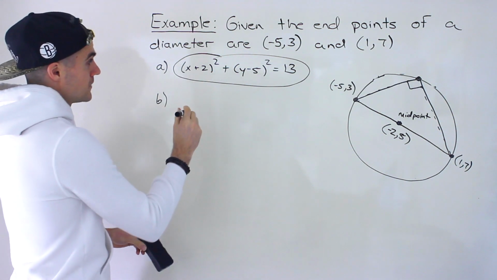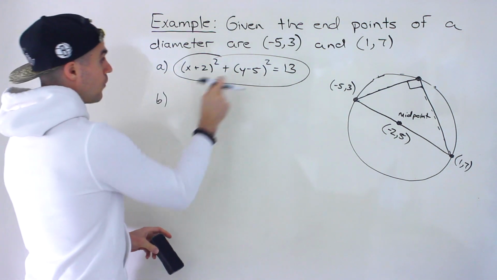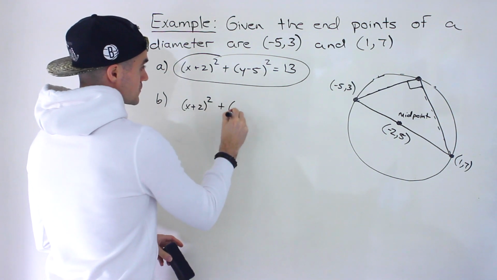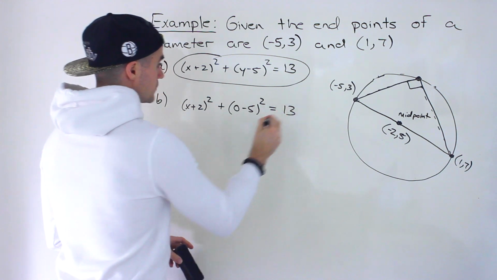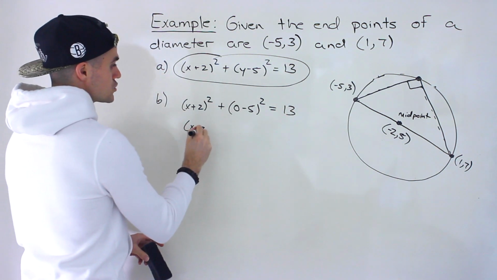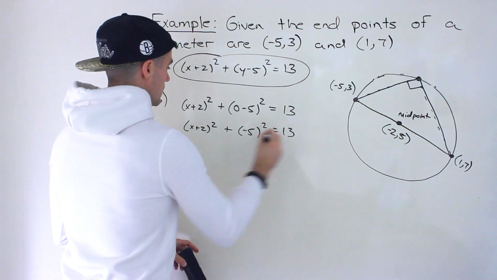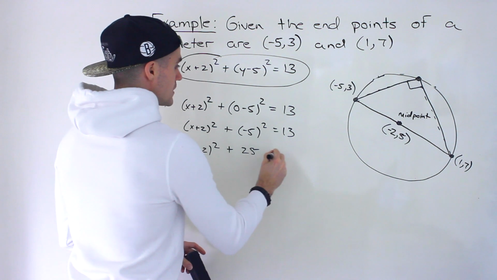Now notice that you can't plug in a value of 0 for y. So let me just first start with that, because a lot of times that's what's going to happen. Notice that if we have 0 minus 5 squared, and then that's equal to 13, we'll have x plus 2 squared plus -5 squared. So we'll have x plus 2 squared plus 25 equals 13.